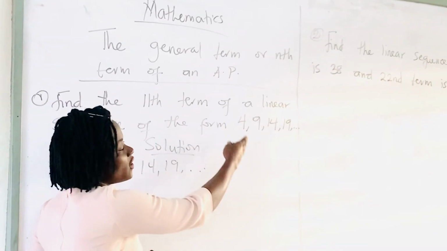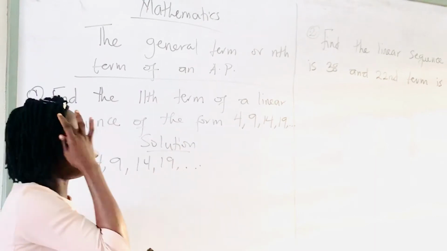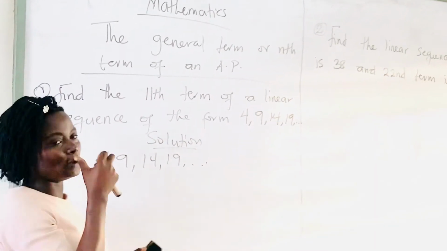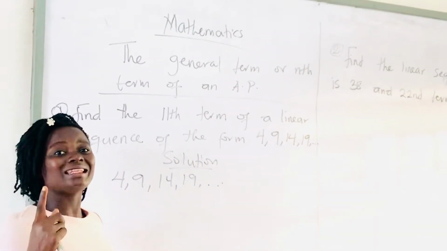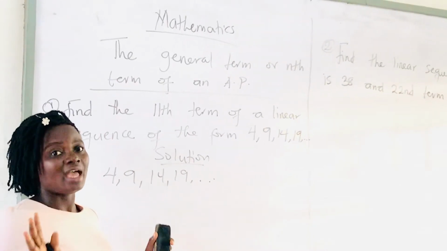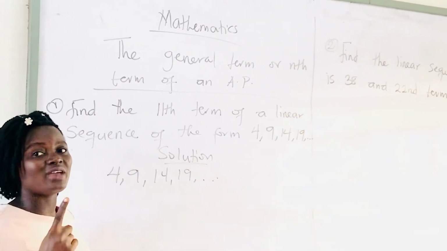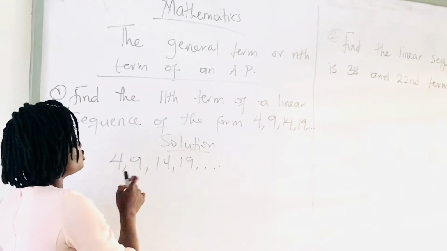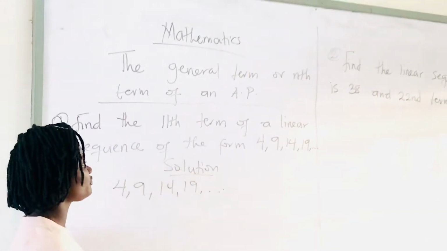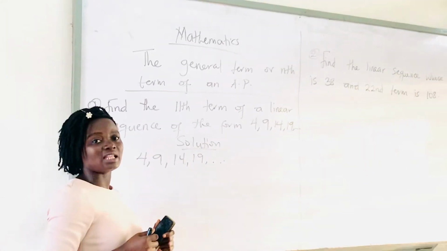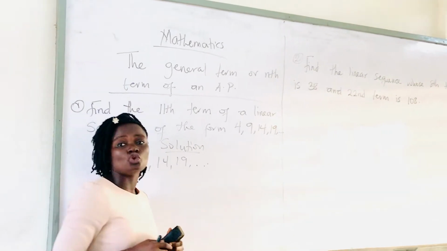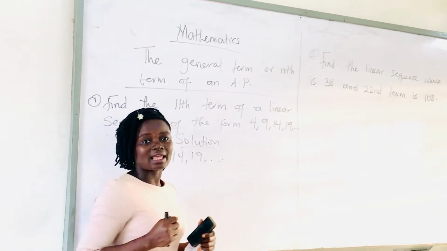9, 14, 19, and as it goes. So in this case, our last term wasn't given. And the question is, find the 11th term. Good. So writing the question down, I told you in our previous lesson that the first thing to do is to find the first term.